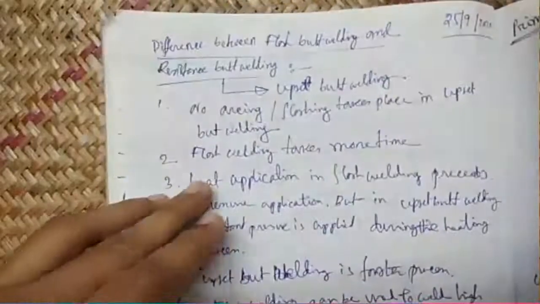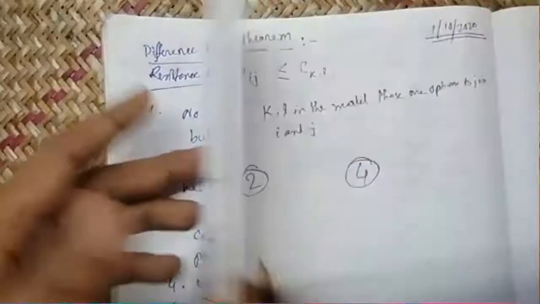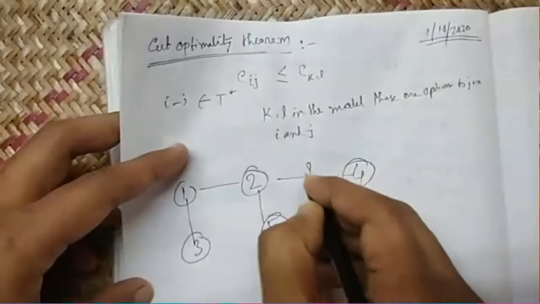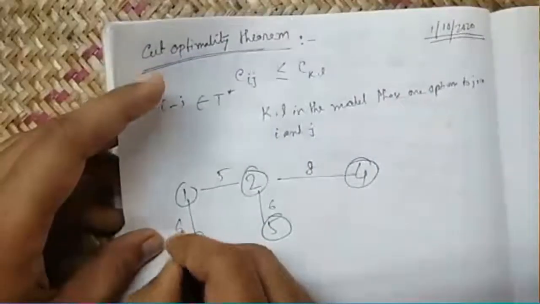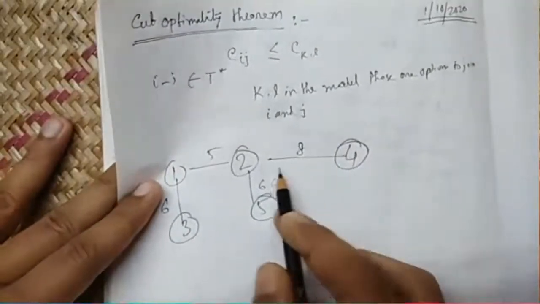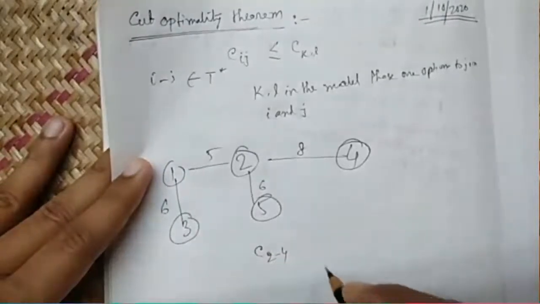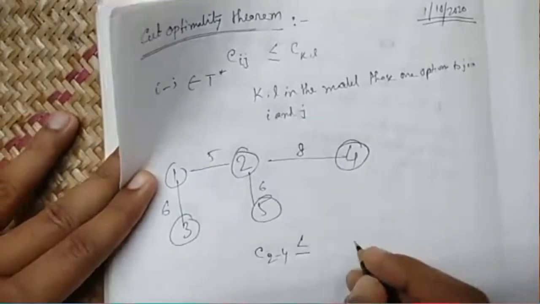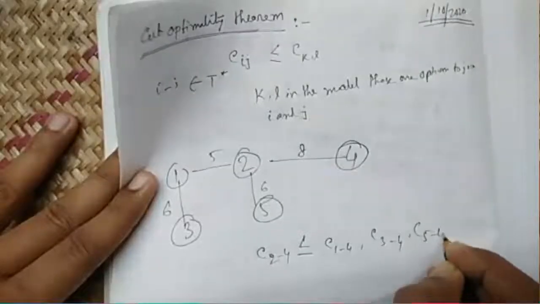let me draw it again here. This is 1, this is 2, this is 4, this is 3, and this is 5. They are joined in this way. This is 8, 5, this is 6, this is also 6. Now this was the spanning tree. If this 2 4 gets deleted and we go for choosing another option, then this C 2 4, which is an arc or edge belonging to the tree, should be less than or equal to C1 4, C3 4, C5 4.